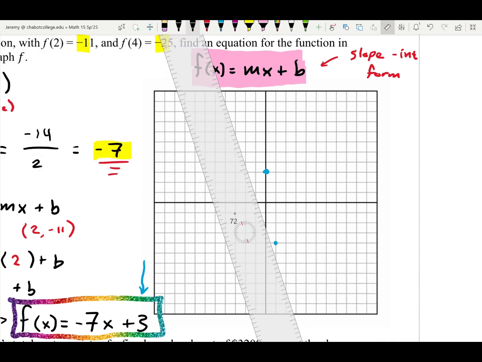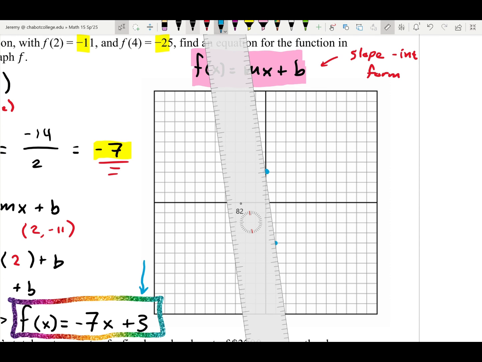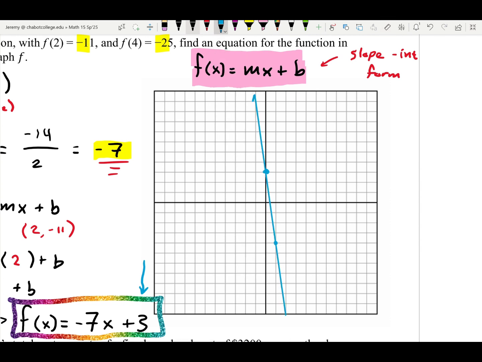So at this point, I'm just going to pull out my ruler and carefully draw in this very steep decreasing line.